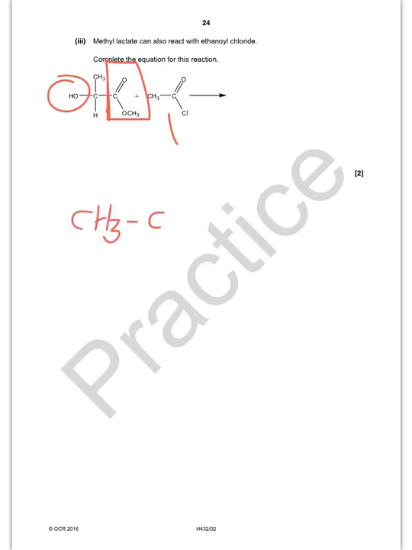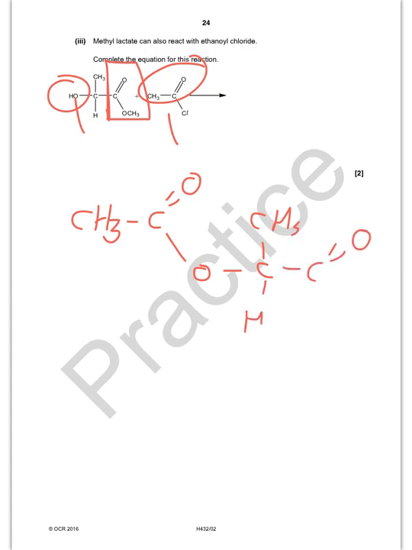You've got a CH3, C double bond O, which is this bit here. And then you're going to lose the Cl, and that O is going to be that O there. And then just draw the rest of the molecule like so. And you've made yourself another ester bond like so. And your other product, of course, is going to be HCl.